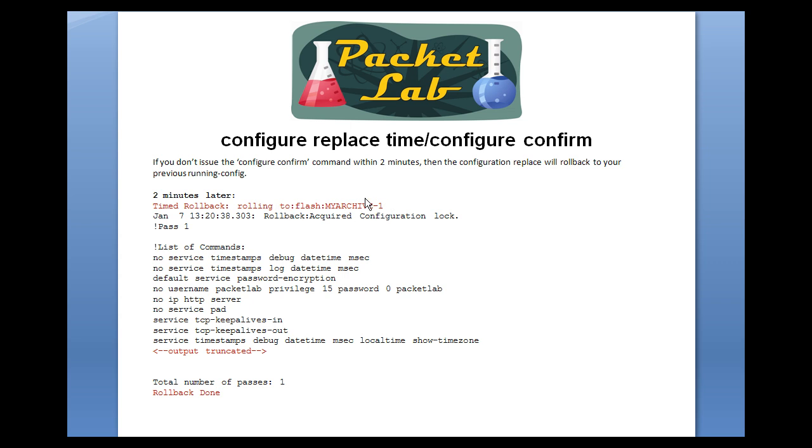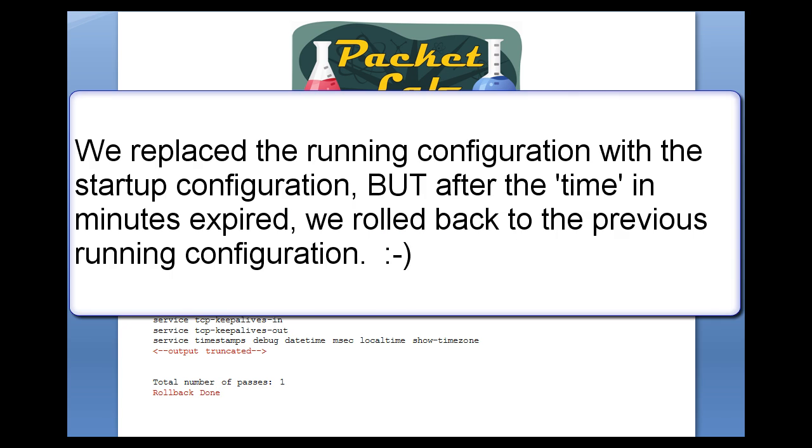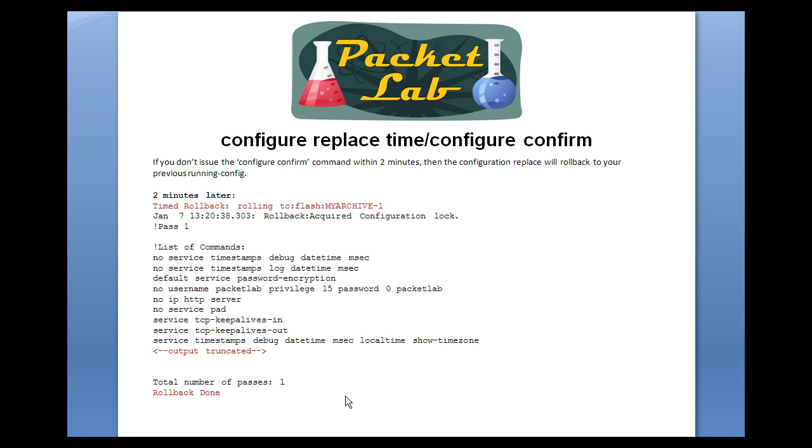It's rolling back actually to an archived configuration, because what it's doing is taking the running configuration at the time that you issued that command. It's archiving it, so it's saving it out to flash in this case, and then you're going to take the startup configuration, bear with me, and replace the running configuration with the startup configuration. Now, if you don't do anything for 2 minutes, it's going to roll back and replace the running configuration, which was the startup configuration, with the archived configuration, which was the running configuration. Did I confuse you there? So in essence, we've rolled back our replacement.